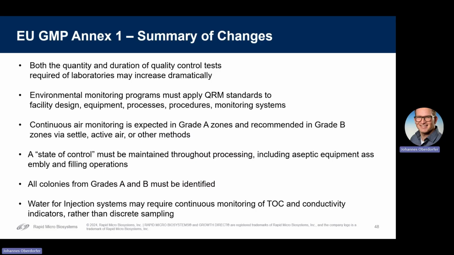The state of control must be maintained throughout processing. All colonies from grade A/B must be identified. And again, not only A/B, but if you find molds and if you find microbes that indicate that you are not in control anymore, then this also should be done in C and D and periodically anyway. So this is really important.